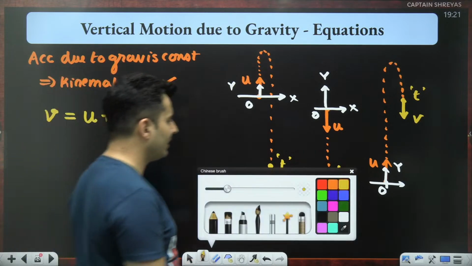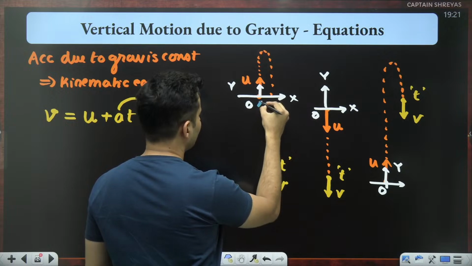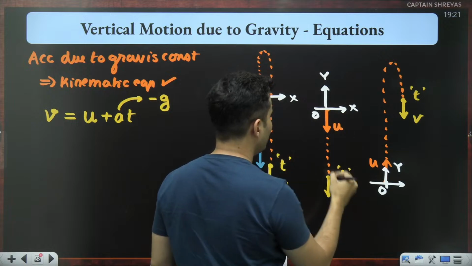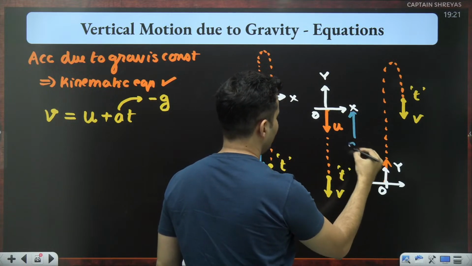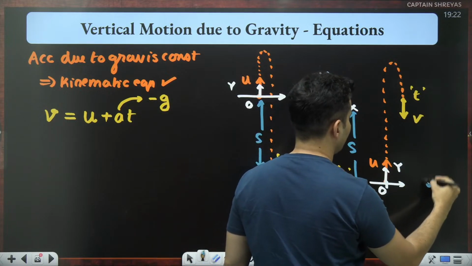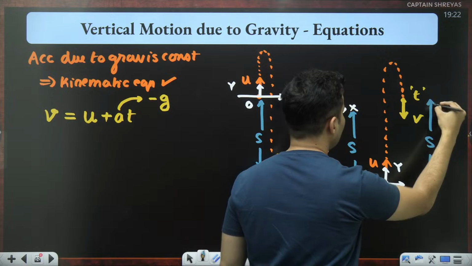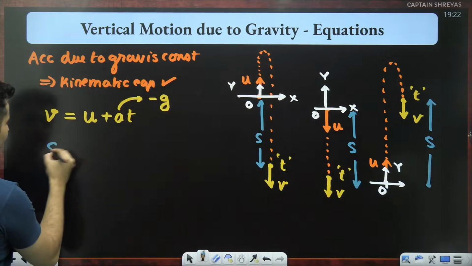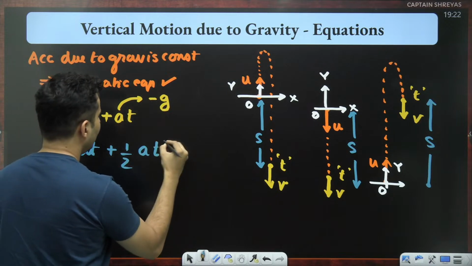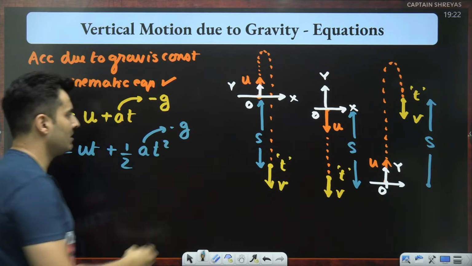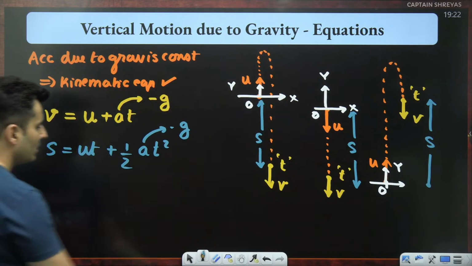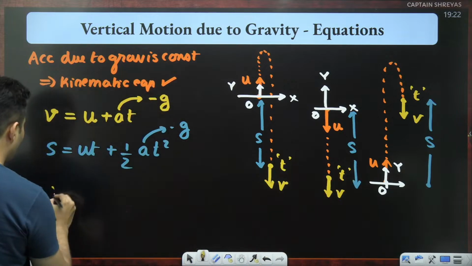In fact, you can also find out the displacement. Like you can see over here, this is the displacement, initial to final position, from here to here. So you can say s is equal to ut plus half at square, where a is again minus g. So all the kinematic equations are still valid, my dear warriors. You can also use v square is equal to u square plus 2as.